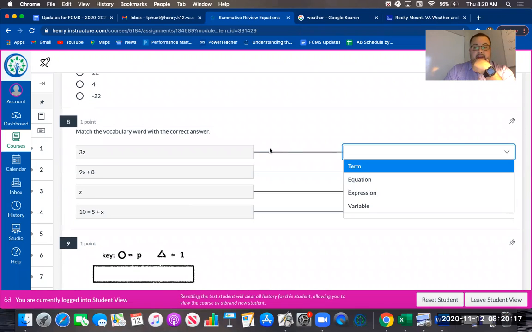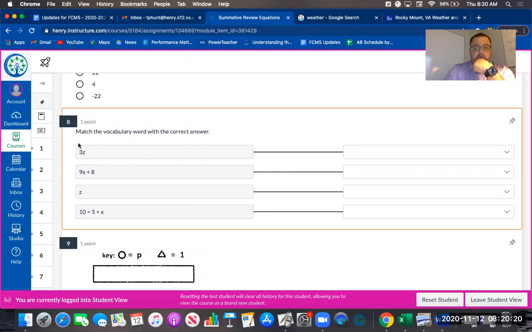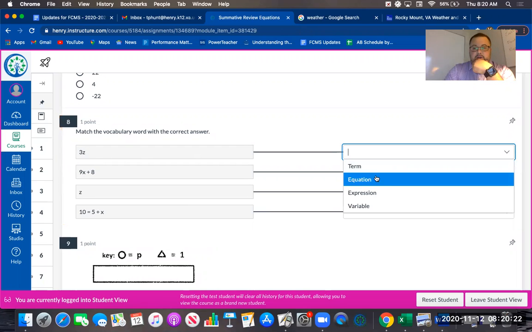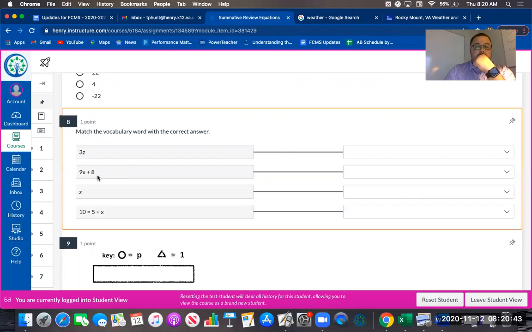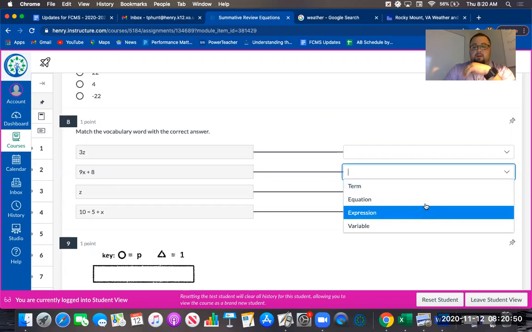This one here is matching the vocabulary. So for this one, you would put from these options here: term, equation, expression, or variable. So we know that this number in front of this variable here is a coefficient. But when we put together 3z, we know that is a term. Remember what I said, a part is 4 letters, just like term is 4 letters. This one here, 9x plus 8. Remember that has no equal sign. So if it has no equal sign, remember an equation has an equal sign, but an expression does not.